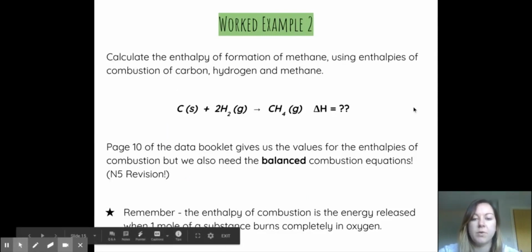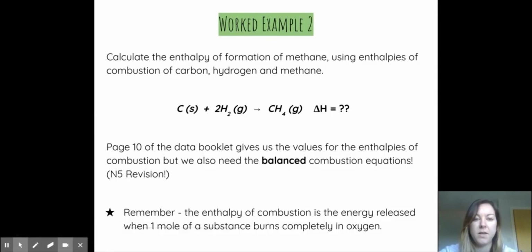So worked example number 2. Calculate the enthalpy of formation of methane using enthalpies of combustion of carbon, hydrogen and methane. So page 10 of the data booklet, like I said, gives us the values for the enthalpies of combustion, but for this question, we are not given balanced equations. We need to come up with them ourselves.